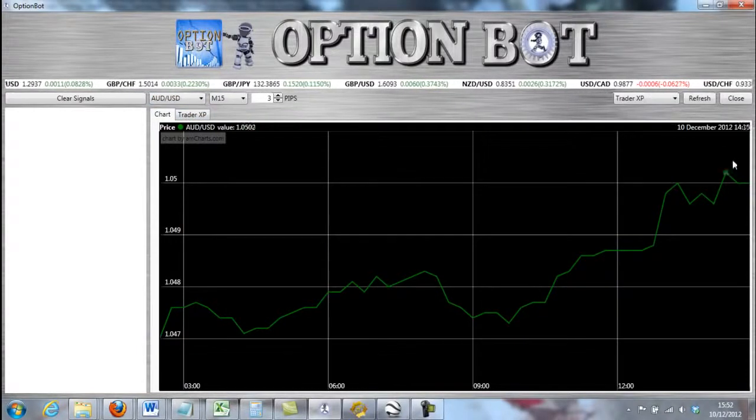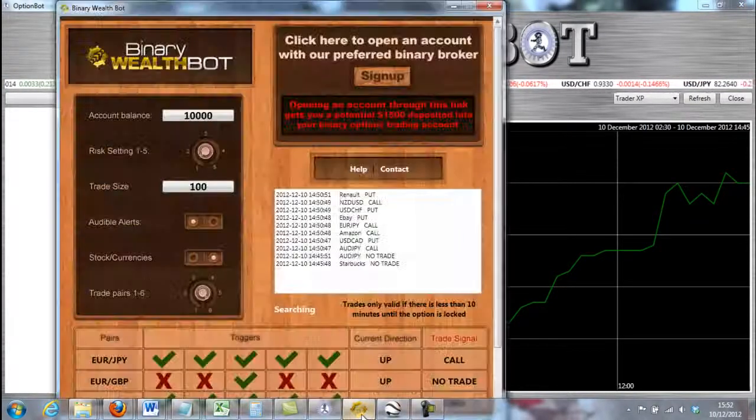Here, this is an upward trend. So if they tell me it's gone up, I want to make sure it has gone up, and I can verify that this information is correct. So I'm now going to go to Binary Wealth Bot.